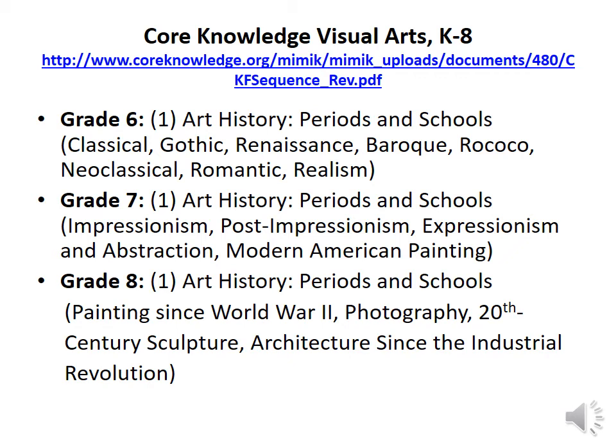Grade 7, art history, periods in schools: Impressionism, Post-Impressionism, Expressionism, and Abstraction, modern American paintings. And finally, grade 8, art history, periods in schools: painting since World War II, photography, 20th century sculpture, architecture since the Industrial Revolution. If students had this progression of art in their lessons integrated into other content areas, can you imagine the wealth of knowledge that they would possess?